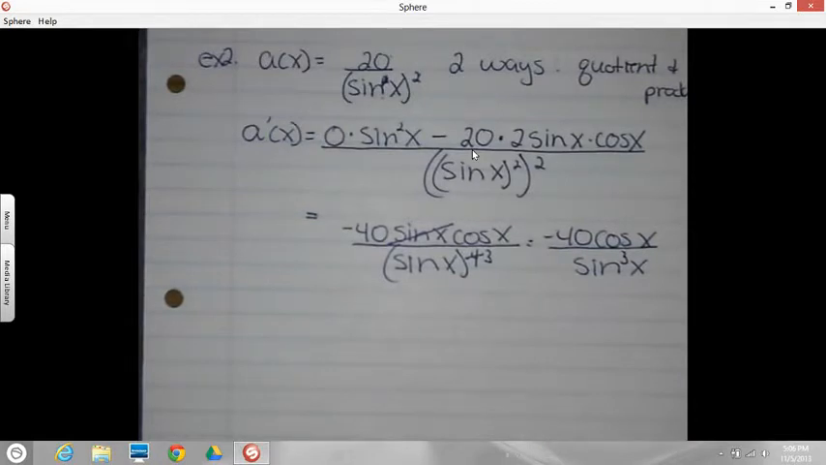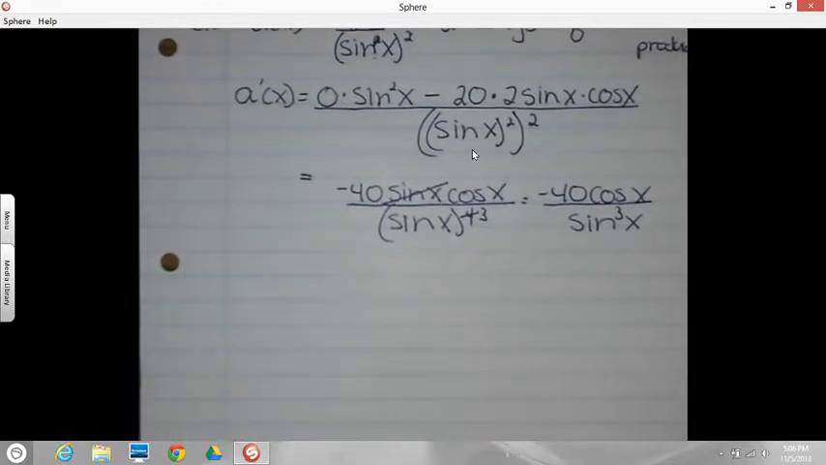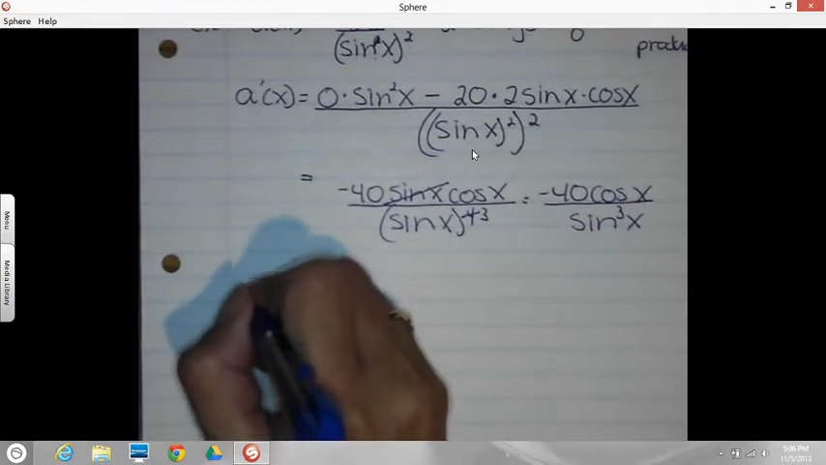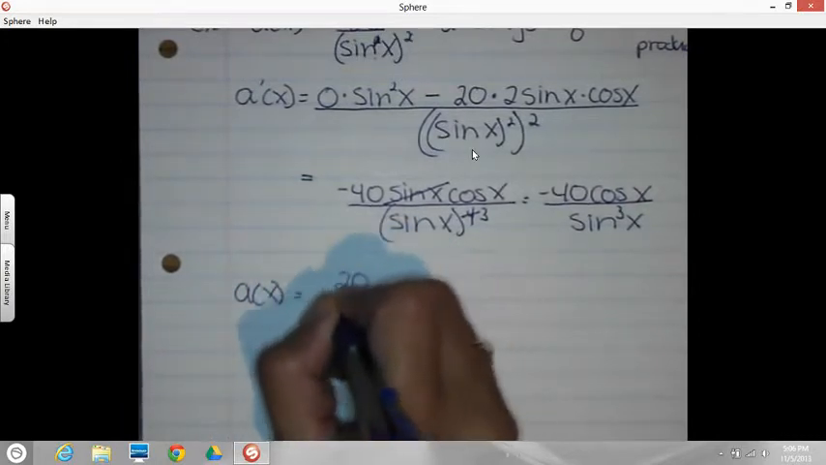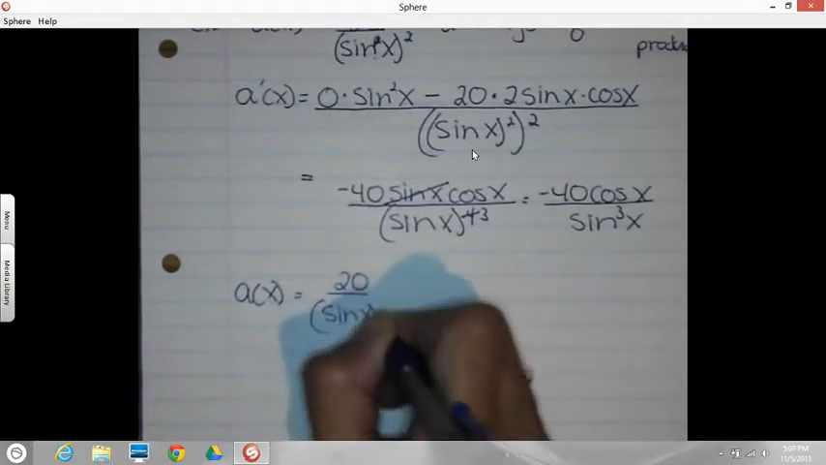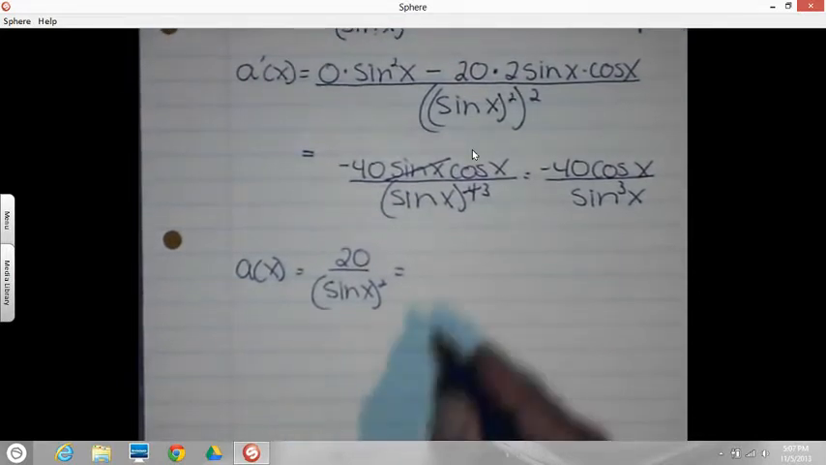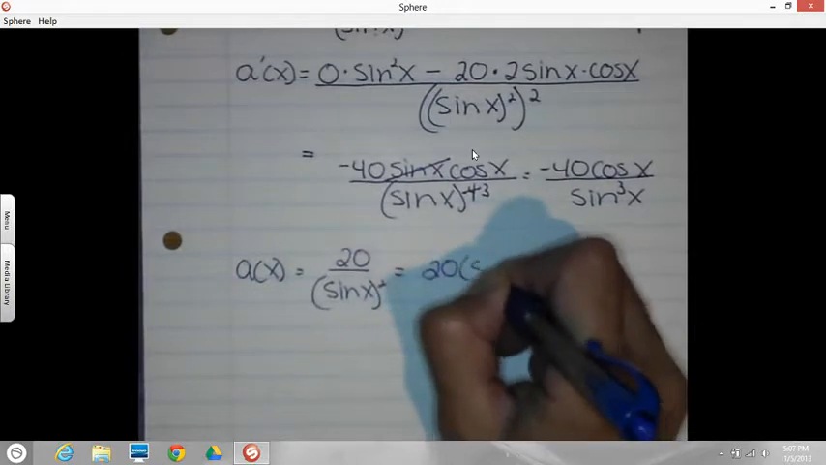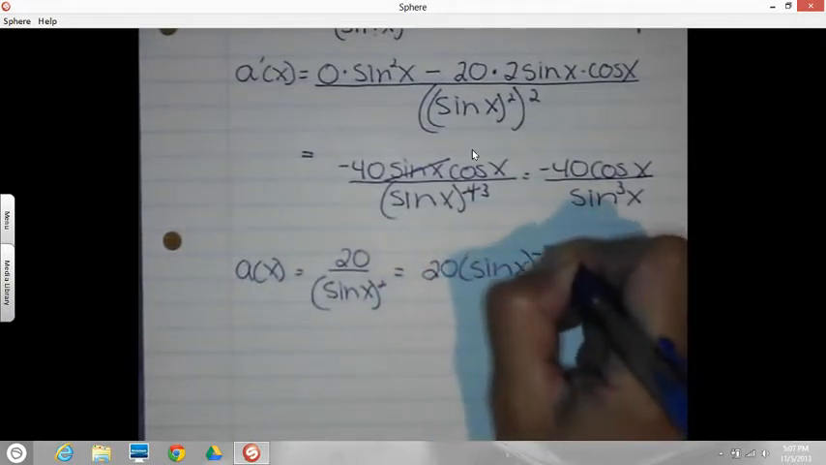Okay, see if we can get the same thing without doing quotient rule. That means we have to rewrite it first. So let's take it out of a quotient. So if it starts 20 over sine x squared, you got to get rid of the denominator to not do a quotient. You got to bring it up and make it a negative exponent. So 20 times sine x to the negative 2.